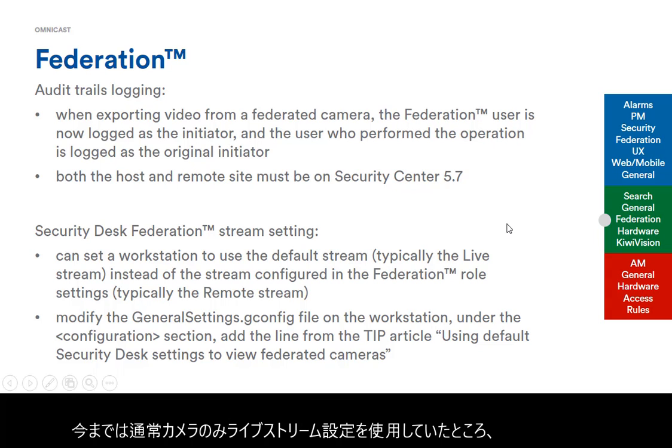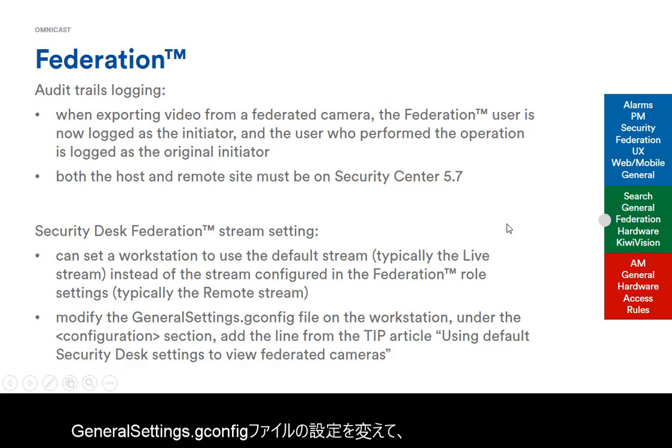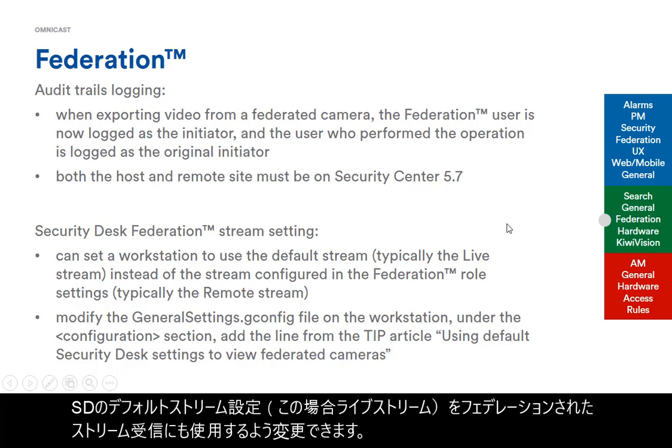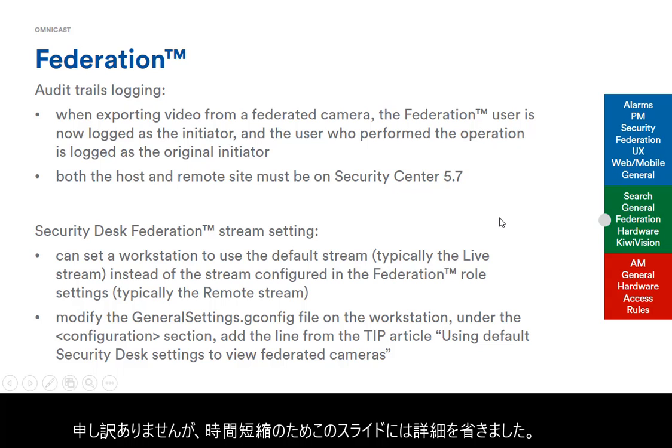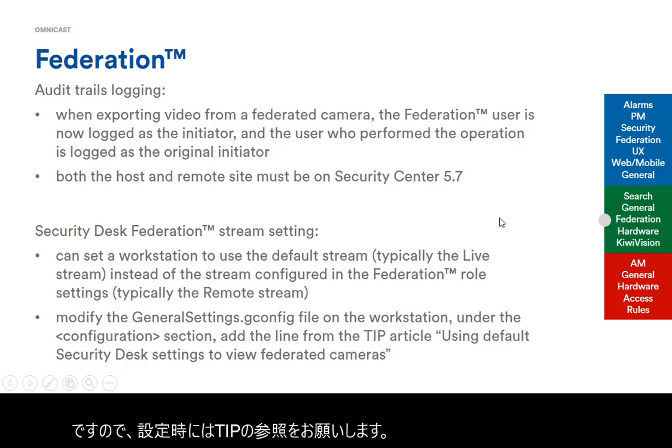possible, we can flip it over and we can say, I want to use the default stream for regular cameras instead, which is typically the live stream, we can enable that. So basically you modify the general settings.gconfig file on your workstation, and then in the configuration section you can add the line that you can find in the tip article. I didn't include it here because you're not going to be typing anything off the screen anyway, so you'll need to look that up from there, but that's something you can do, a little modification behind the scenes that you can do.